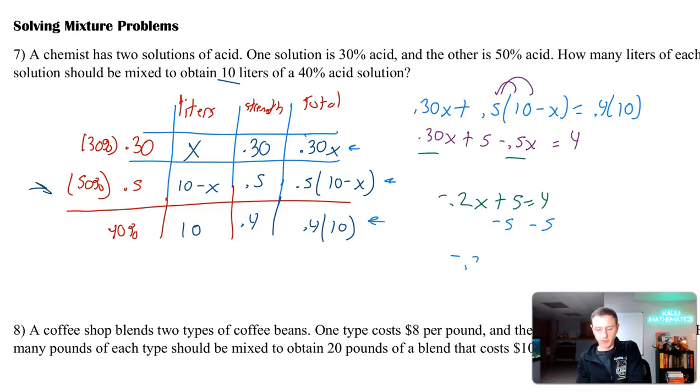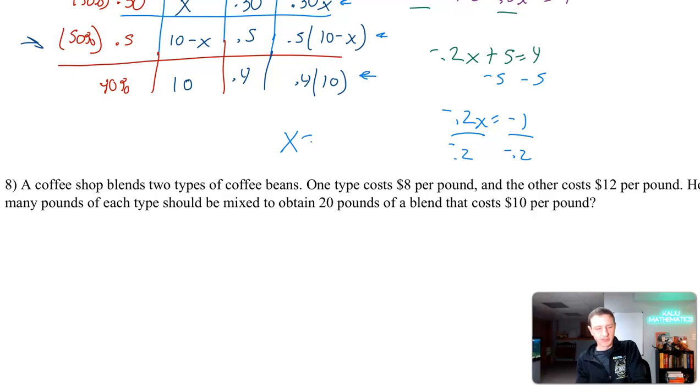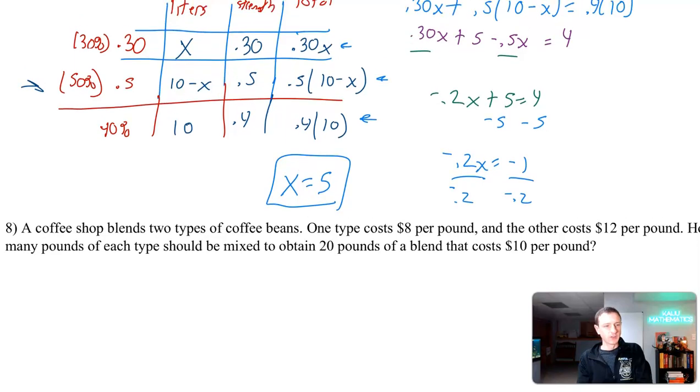Going a little bit quicker through the solving steps. 4 minus 5 is negative 1. Divide by negative 0.2. X equals negative 1 divided by negative 0.2, which is 5. So I get x equals 5.